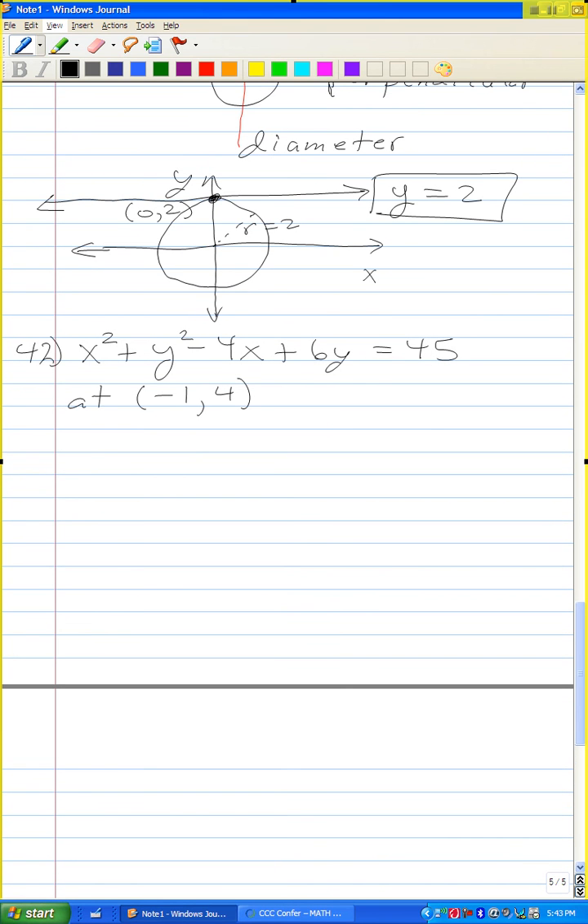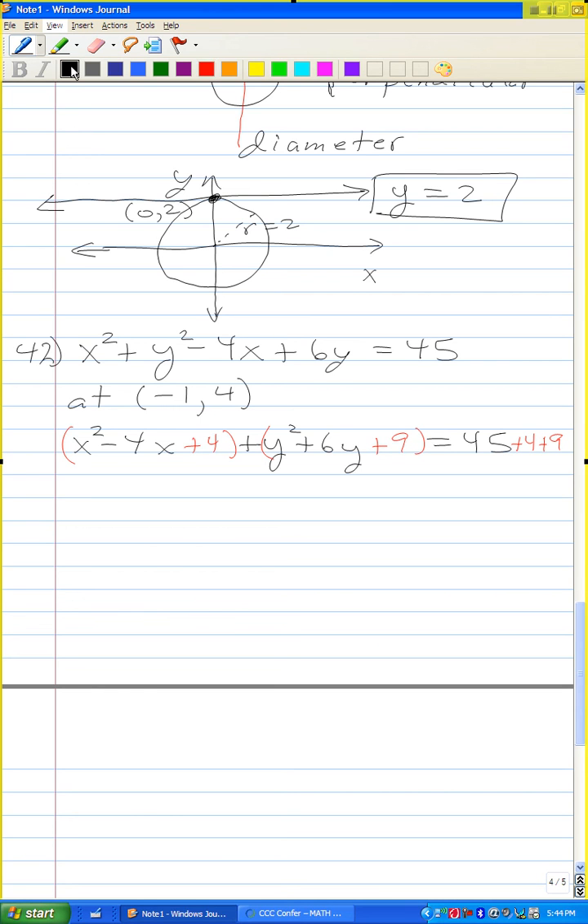And so let me group all my x's together. Let me group all my y's together. And then I'll complete the square. Negative 4, since there's a 1 in front of the x squared, negative 4 divided by 2 is negative 2, squared is 4. Oops. So let's add 4 to both sides of my equation. Since there's a 1 in front of the y squared, 6 divided by 2 is 3. 3 squared is 9, so let's add 9 to both sides of my equation.